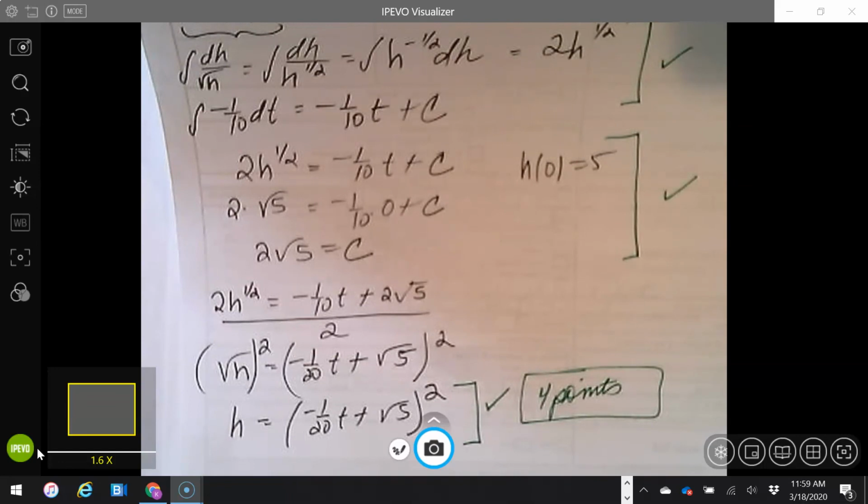Separation of variables is a really important concept for you to master. This could be as much as 5 points, or I've even seen a 6-point separation of variables question. You want to make sure that you are able to rock a question like this from start to finish. That's it.